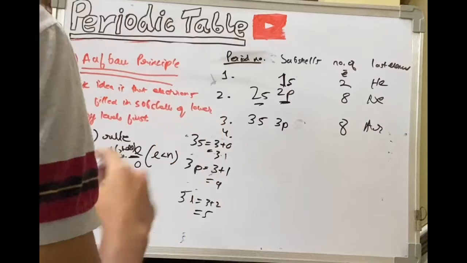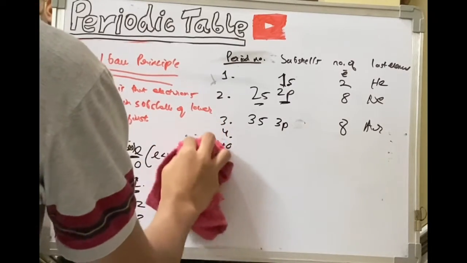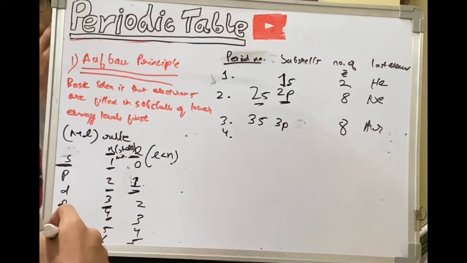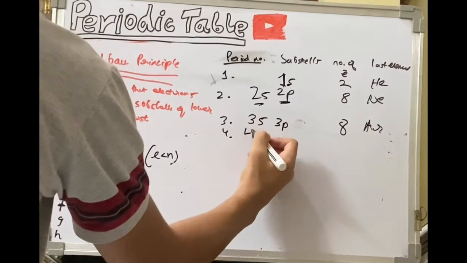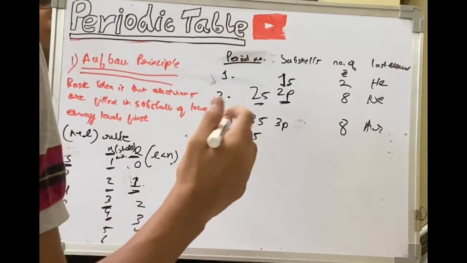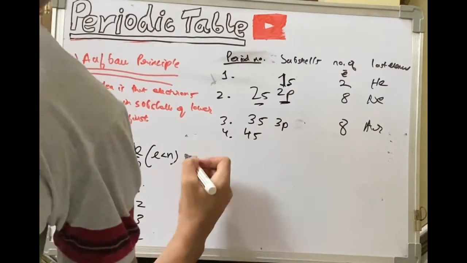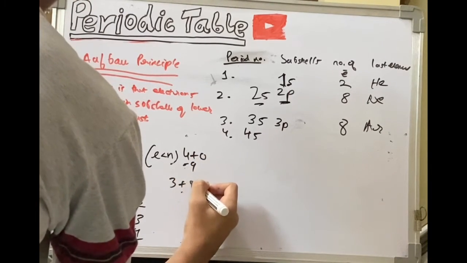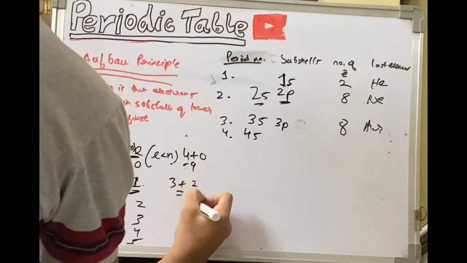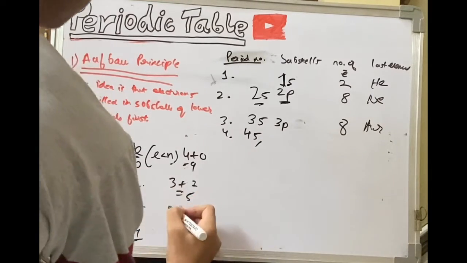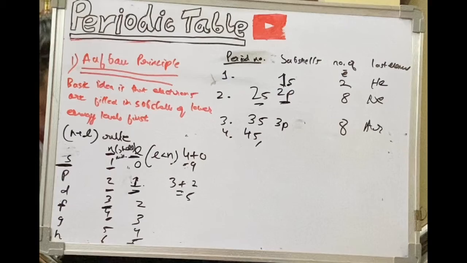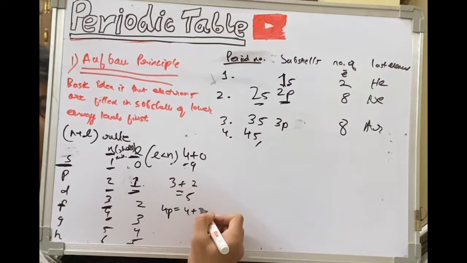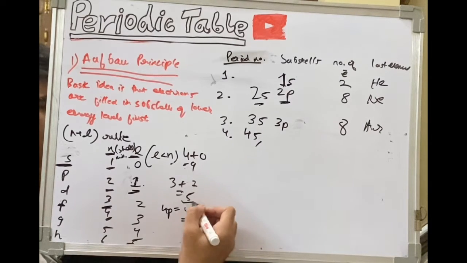Now for the fourth one, we'll take 4s. Of course it has the minimum value, but we can also take 3d over here. So we'll compare it. 4 plus 0 equals 4, and this will be 3 plus 2, right? So it will be 5. So 4s will come first, but we'll have a look at 4p over here. So 4p will be 4 plus 1, it is also equal to 5.